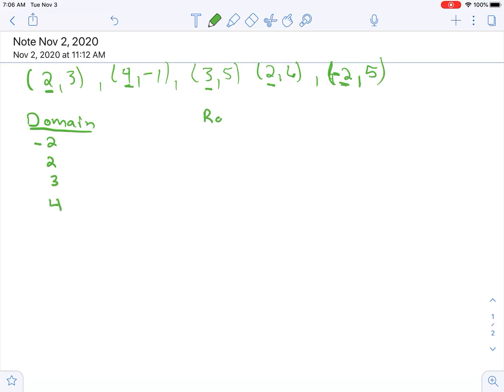Then I have a range. So my range would be 3, negative 1, 5, 6, and then 5. 5 repeats itself, so I'm not going to list it twice. So it's negative 1, then 3, then 5, and 6.